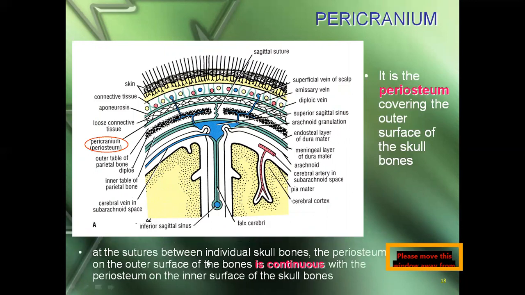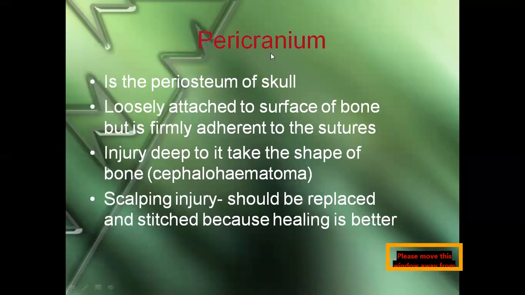At the sutures between the individual skull bones, the periosteum on the outer surface of the bones is continuous with the periosteum of the inner surface of the skull bones. See, this is the outer pericranium, this is the inner pericranium. They are continuous at the level of sutures. For example, along the sagittal suture, the pericranium of the outside and the pericranium of the inside are continuous. So the pericranium is the periosteum of the skull, loosely adherent to the surface of the bone, but firmly adherent along the sutures.